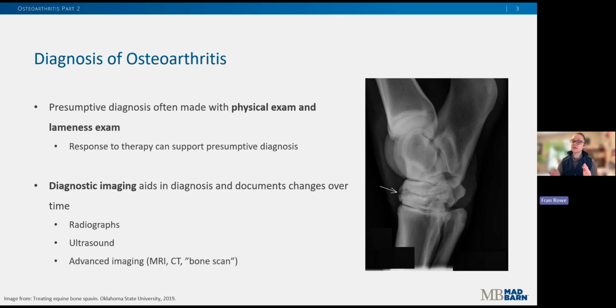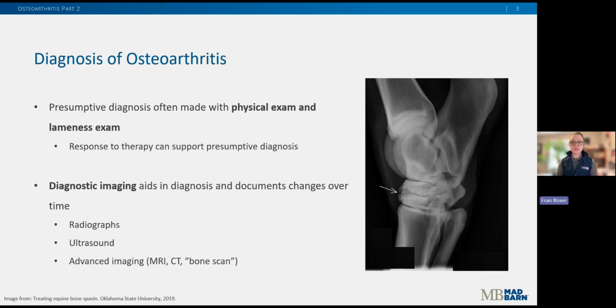But first, let's quickly talk about how osteoarthritis is actually diagnosed. So in many cases, we can diagnose OA based on the horse's history, their physical exam, and a lameness exam. And that'll be called kind of a presumptive diagnosis. Response to therapy can also be helpful in supporting our presumptive diagnosis, because if the horse responds favorably to our therapy, then we'll feel more confident that we're actually targeting the right thing.